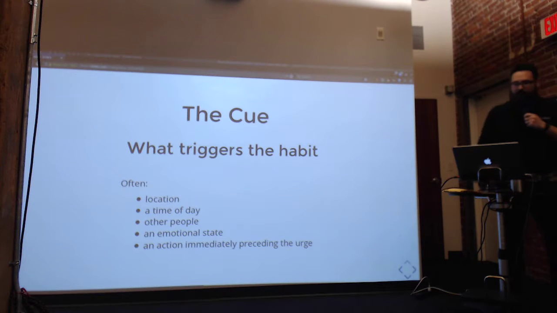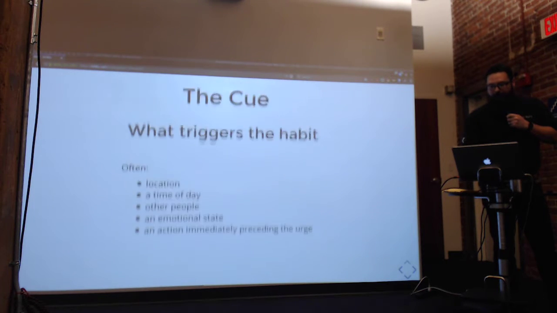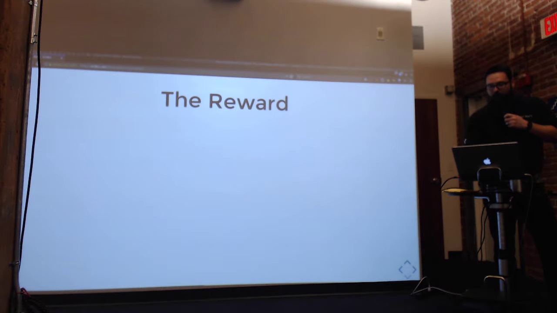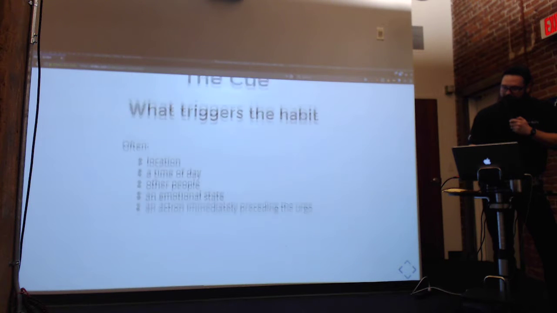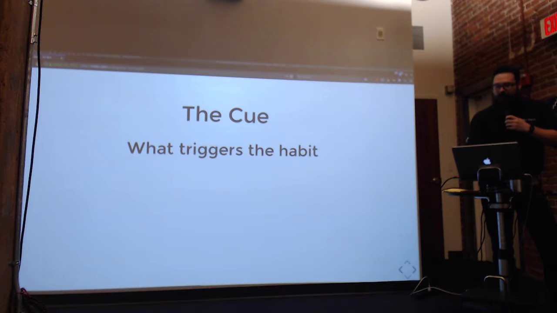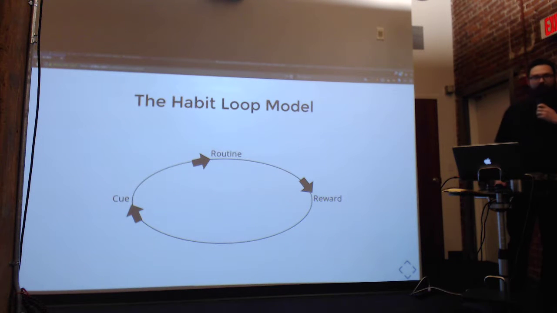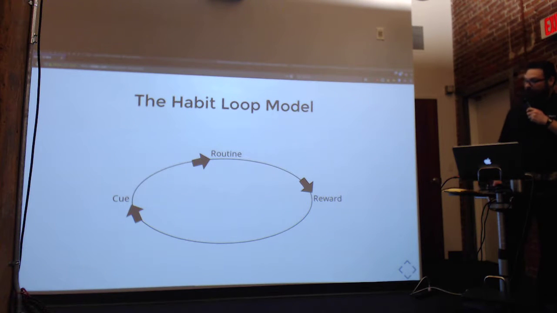You have your reward, which is the reason the brain decides to remember the previous steps. What happened to my slide? So there's another slide in here, which is the routine. I'll just talk about that on here. That's what you do. So it could be getting ice cream. It could be exercising when you see your exercise shoes. It could be smoking crack when you want to smoke crack.